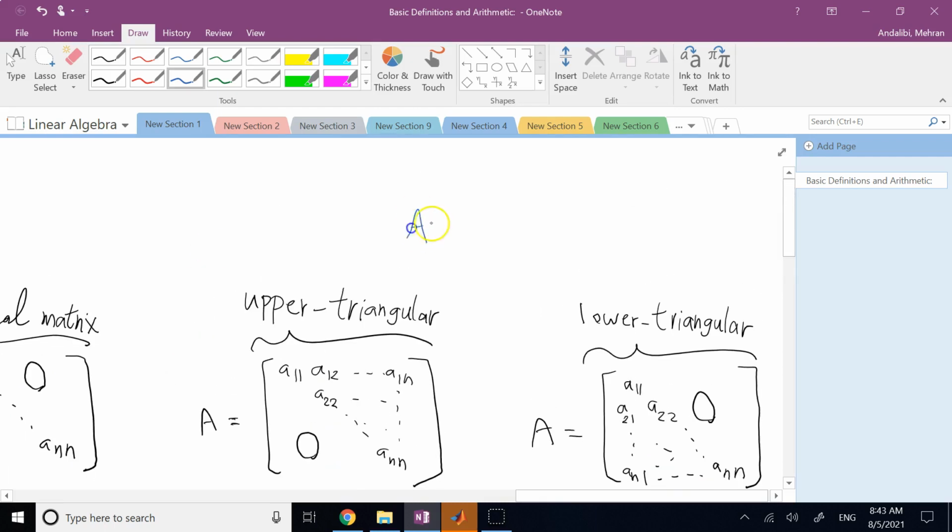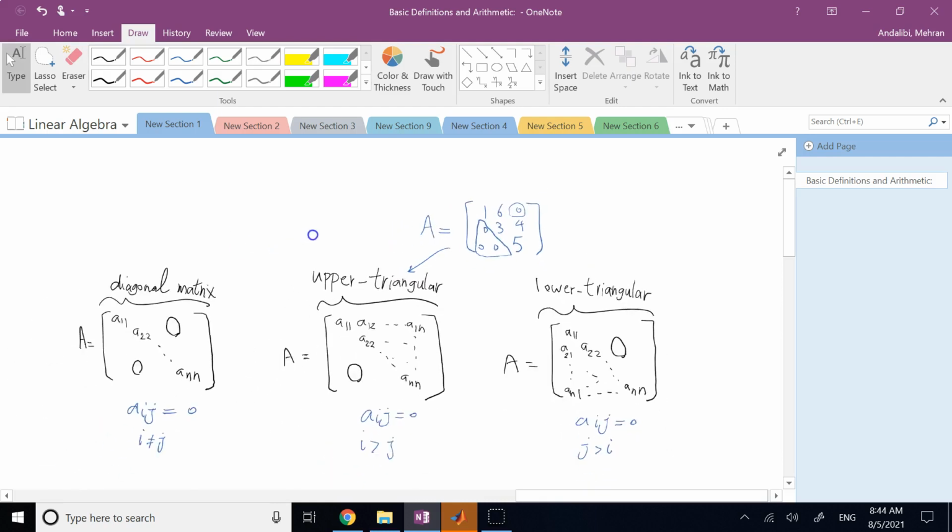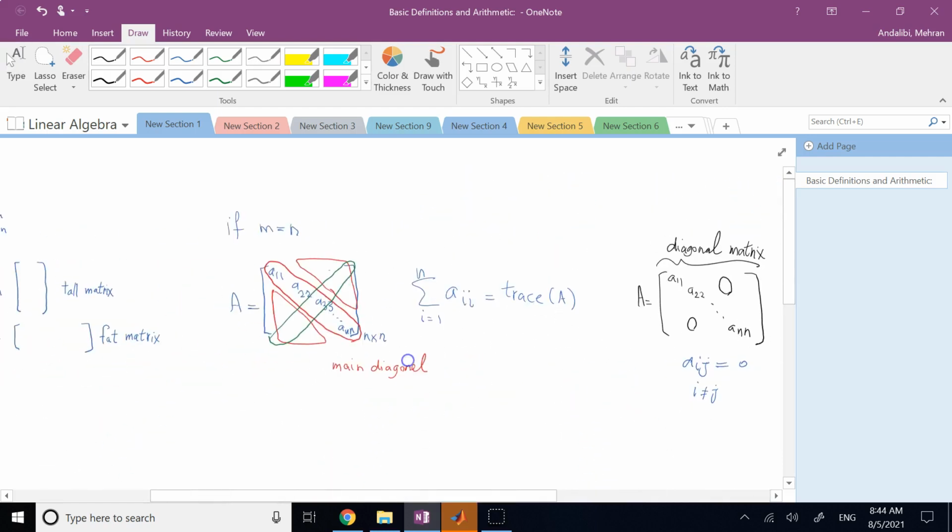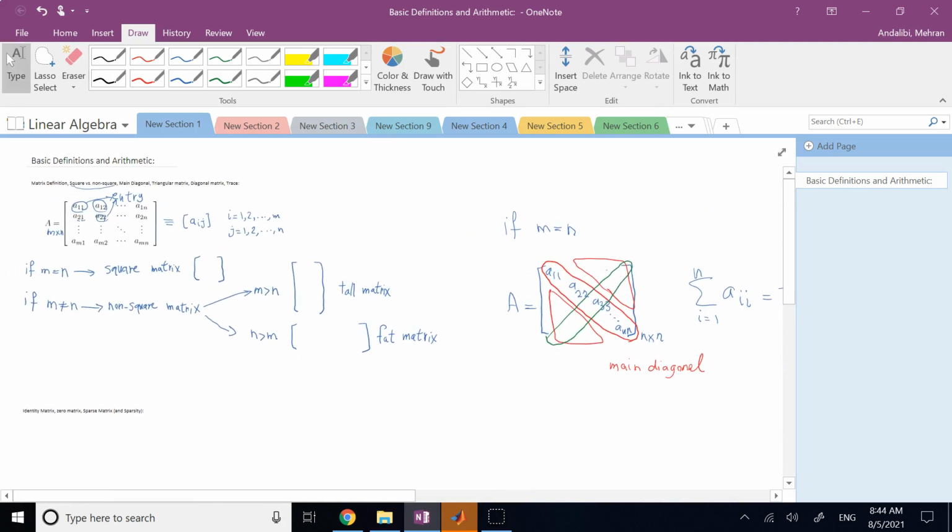So if somebody asks you, hey, what about a matrix like this? 1, 3, 5, 0, 0, 0, 6, 0, and 4. Is this upper triangular? Yes. It doesn't matter whether this entry is 0 or not. As long as not all of them are 0, we still call it upper triangular. The important thing is the lower part is all 0. Okay, so keep that in mind. Not all of them should be non-zero. Okay, so these are important initial definitions that I mentioned for you.